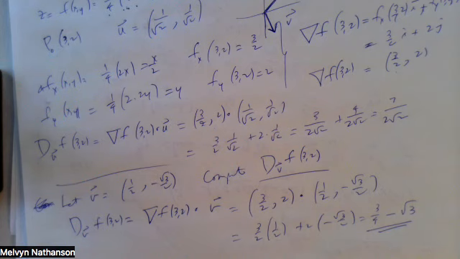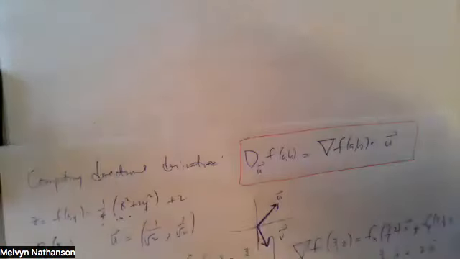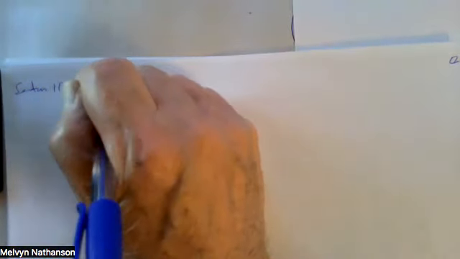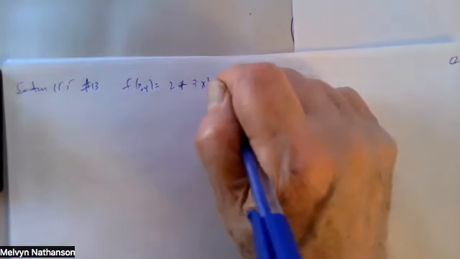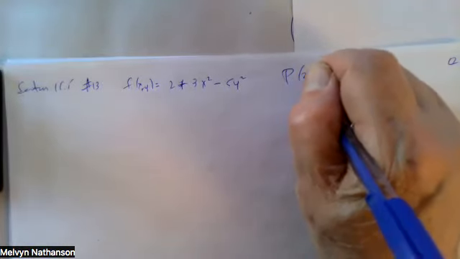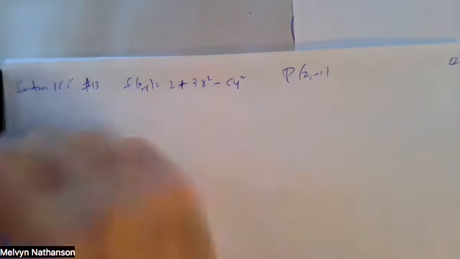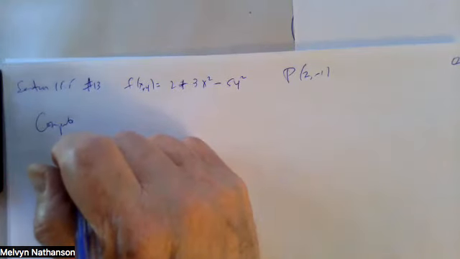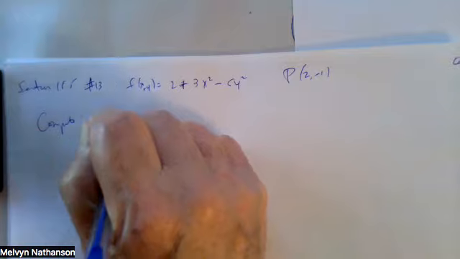Maybe I'll do one or two of the homework problems in this section. So in section 15.5, there's exercise 13, which is we have a simple polynomial f of (x, y) equals 2 plus 3x squared minus 5y squared. And we have the point P with coordinates (2, minus 1). And we want to compute the gradient of the function f at the point P.